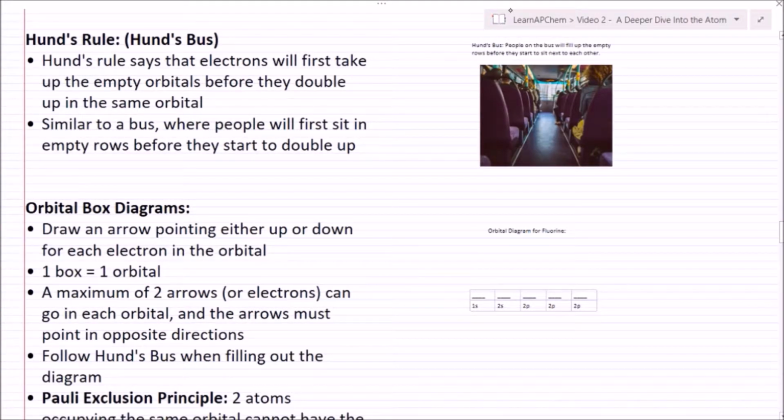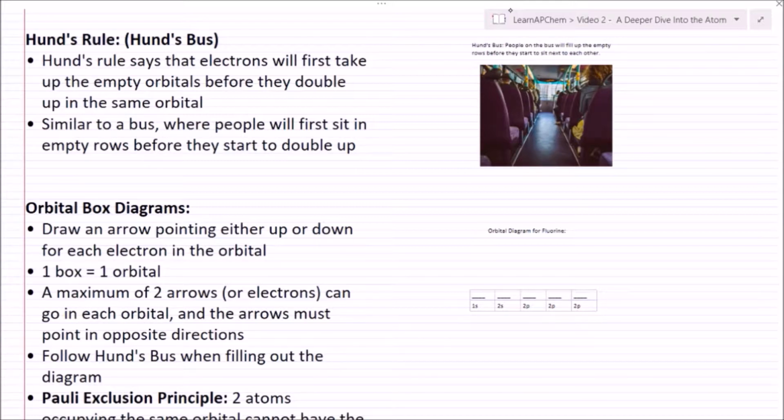Alright, so let's talk about Hund's rule now, or as I like to call it, Hund's bus. So imagine that we're on a bus and it's being driven by Hund. You know, Hund was a chemist at one point, but didn't really work out. He fell on some tough times, and so now he's driving the bus. And so as people get on Hund's bus, they're going to sit in empty rows before they start to double up and sit next to each other.